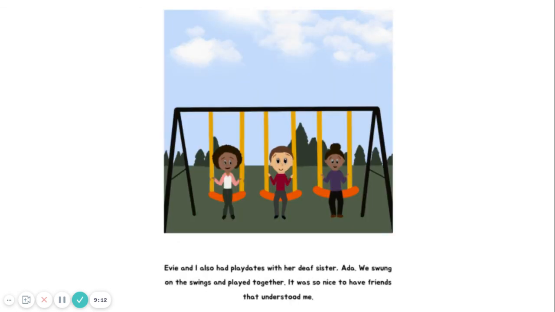Evie and I also had playdates with her deaf sister, Ada. We swung on the swings and played together. It was so nice to have friends that finally understood me. So there's Ada.